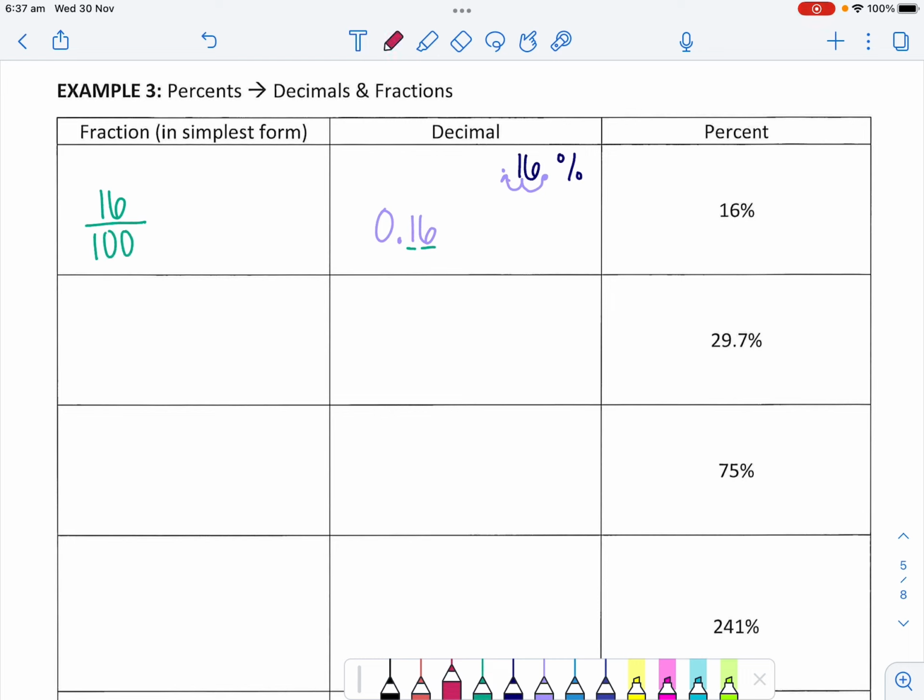And then I'm going to simplify this fraction because it does say fraction in simplest form. Okay. So here, 16 and 100 have a 4 in common. 16 divided by 4 is 4, and 100 divided by 4 is 25.